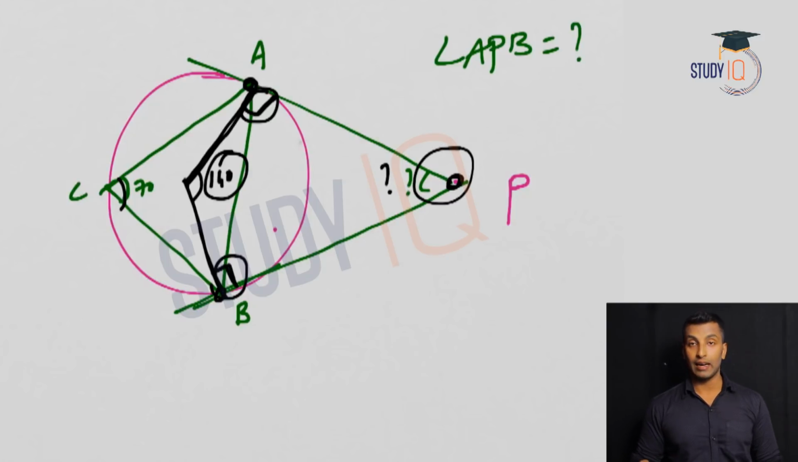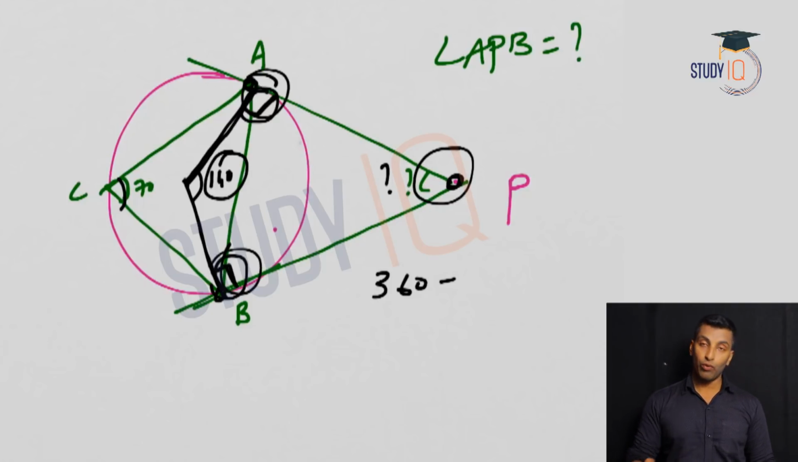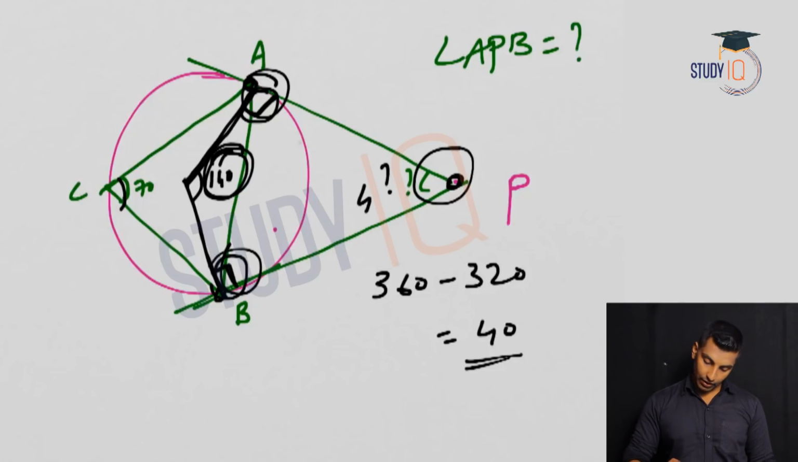So why can't you find this angle? Okay, so what's the answer? 360 minus 90, 90, that is 180, and if you add this, it's 320. So 360 minus 320 is equal to 40. So this angle we get as 40.